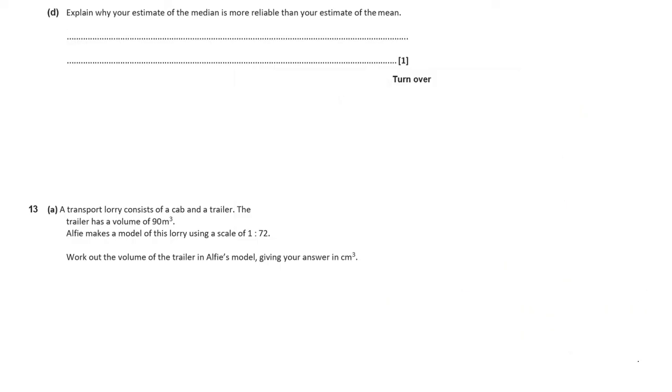Part D says, explain why your estimate of the median is more reliable than your estimate of the mean. The reason for this basically is that in the mean you have approximated each value to be at the midpoint of the range it happens to be in. So I've approximated all of my figures, haven't I? So for the mean, we used mid values as an approximate.